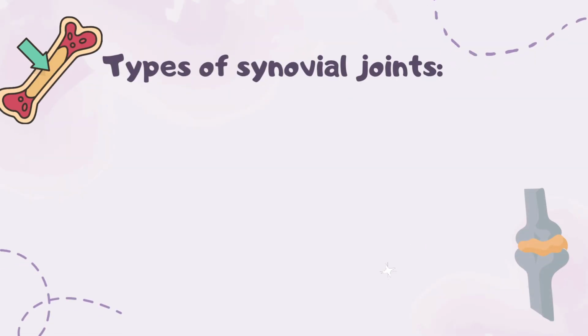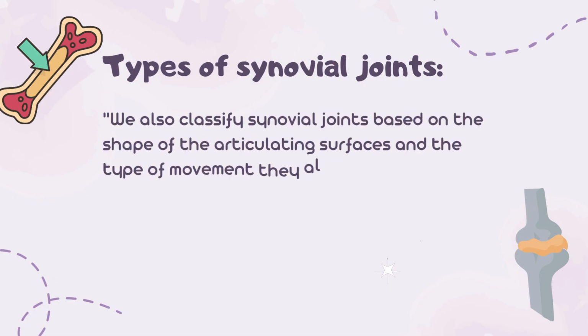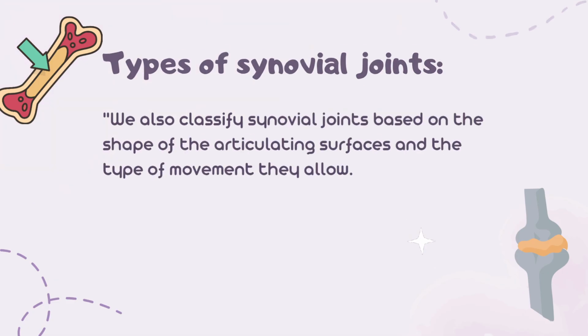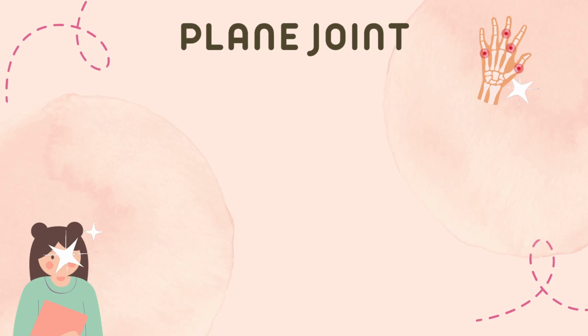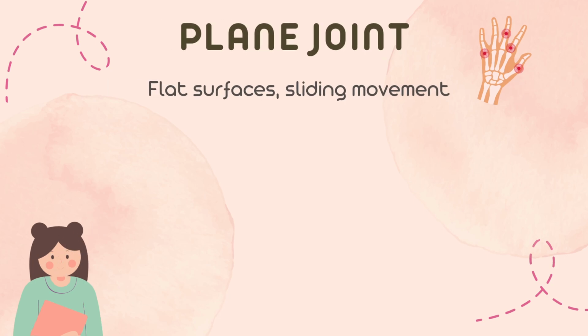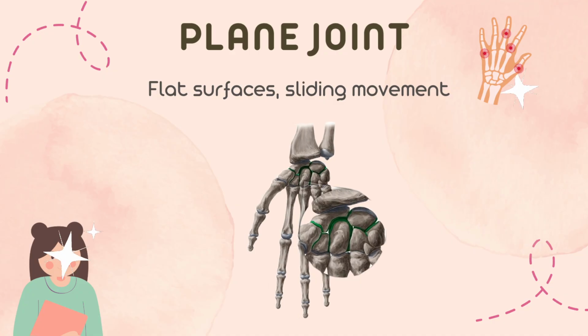Types of synovial joints. We also classify synovial joints based on the shape of the articulating surfaces and the type of movement they allow. Let me walk you through them. 1. Plane joint. Flat surfaces, sliding movement. Example: intercarpal joints.